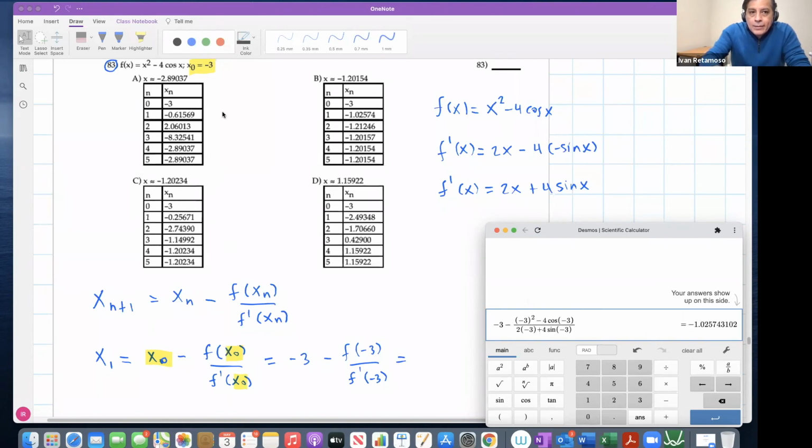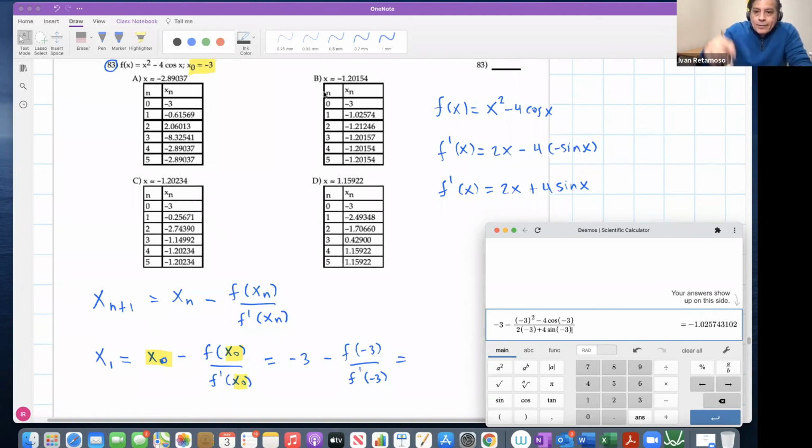You have to write it down somewhere, or look for the table which gives you this. Which of these tables is giving you for x1 that value? Anyone could tell me? A, B, C, or D? Looking at this, x0 for all the tables is -3 because it's the initial point. But what is the next point, the x1? It's not this, not this. It's this guy, right? You follow? So this means that the answer should be this.